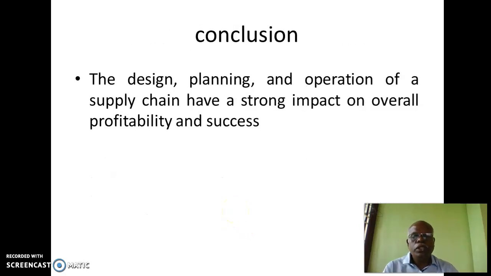So what is the conclusion? The design, planning and operation of a supply chain have a strong impact on overall profitability and success. So if a firm or company or a manufacturing organization is to be successful in supply chain management, the three phases we have to concentrate on are supply chain design, supply chain planning and supply chain operations.